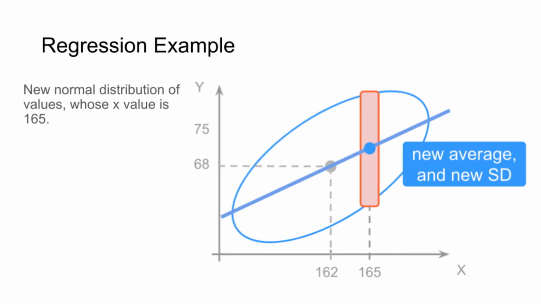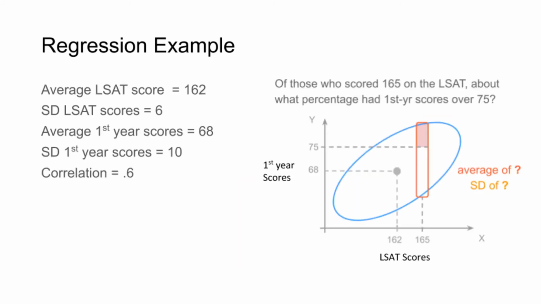For this question, you need to look only at the data points that had an LSAT score of 165 and then look at the spread of y data on that y-axis at that point. Remember, the y-axis, first-year scores, has its own distribution, so this set of data behaves just like its own mini distribution, with its own average and its own standard deviation. So now you need to know the new average of that sub-data set and its own standard deviation. Right, so how do we figure that out?